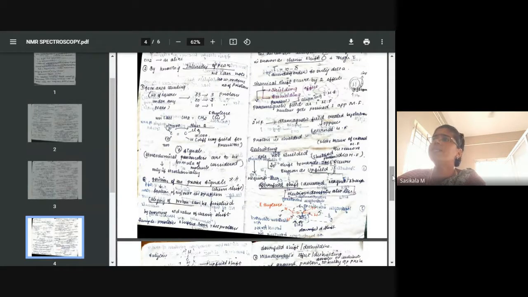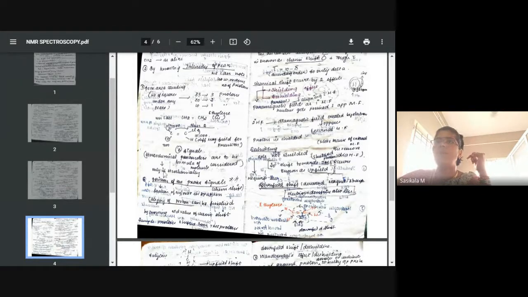And till now we have seen the number of signals. It tells how many kinds of protons there are, and then the intensity of the peak tells how many protons of the same kind are present. Peak area counting will tell you how many protons exactly, whether it is 3 or 2 or 1. And the stereochemical formula will tell exactly how many signals we will get for a molecule.